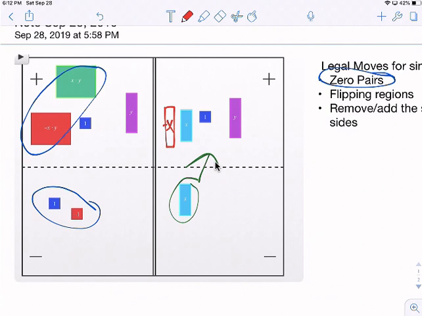If we had a negative 1 down here and we flipped it up, it would become a positive 1. So there's our flipping regions.